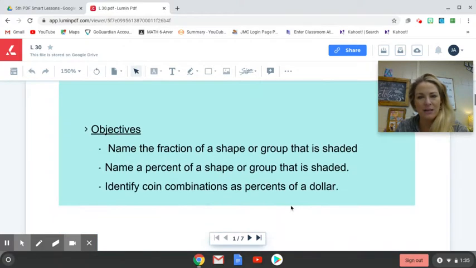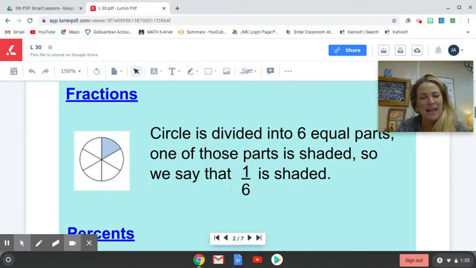Let's take a look at our learning targets for today, though. Naming a fraction of a shape or group that is shaded, naming a percent of a shape or group that is shaded, or identifying coin combinations as percents of a dollar. So we'll be doing some of that work too.